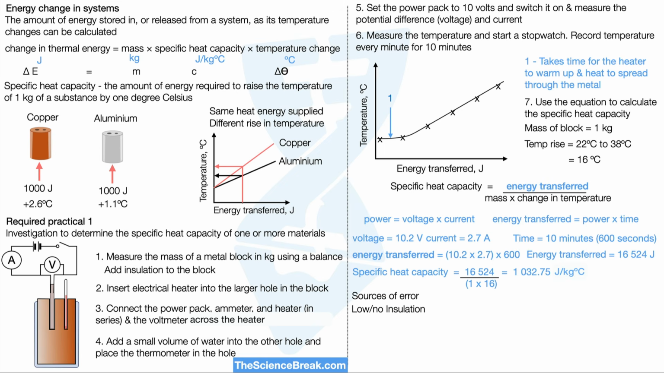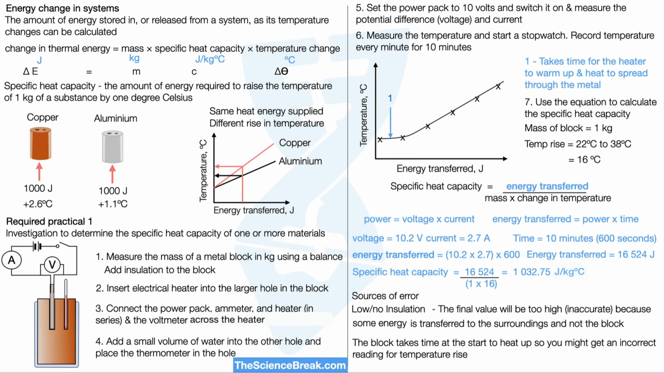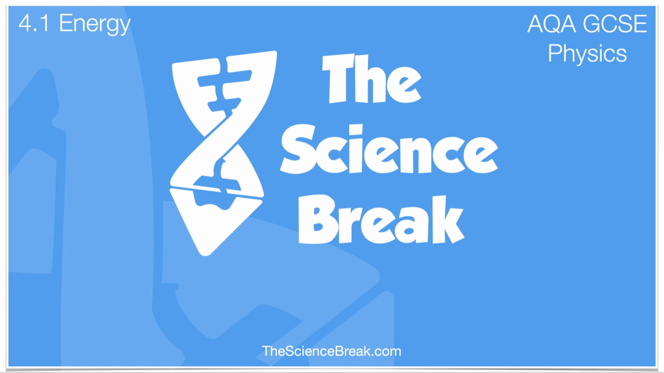Sources of error include low or no insulation. The final value for specific heat capacity will be too high because some energy is transferred to the surroundings and not to the block. Also, the block takes time at the start to heat up, so you might get an incorrect reading for temperature rise if you don't take that into account. So this is required practical 1 for GCSE physics.